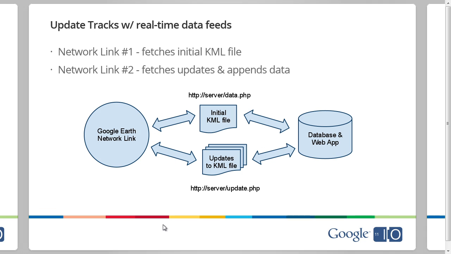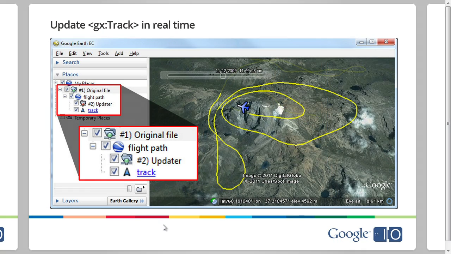So here you've got Google Earth. Here's your initial request. This could either be static files, which is what I showed you a second ago, or it could be a live web service. And then updates are going to come through that second connection to your web service. So here is kind of a zoom of that left panel that I was showing you a second ago. Here's the network link to the original file. That fetched the initial track. And then I have underneath it a second network link that fetches the updates.